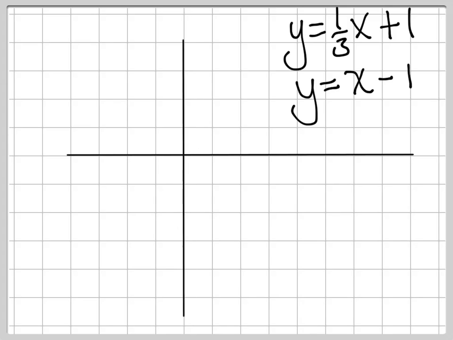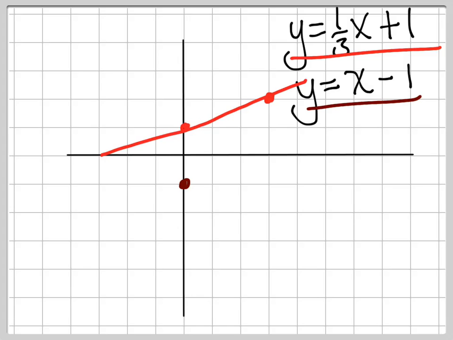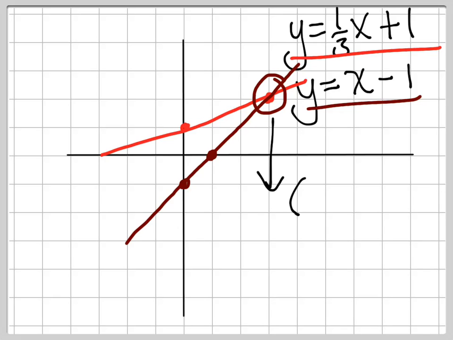So just like before, for y equals 1/3 x plus 1, we start at 1, we move to the right 3 and up 1, and we connect them to make our line. For y equals x minus 1, we start at -1, and we start moving up 1 and right 1, and connect them to make our line. Aha! These two intersect at a nice point. We can look at this point and see that it's (3, 2).